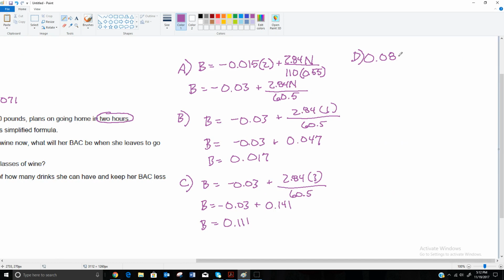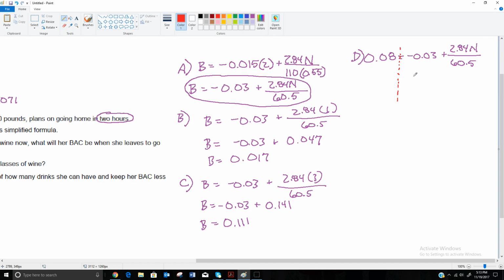So 0.08 equals, we're using this simplified formula right here, negative 0.03 plus 2.84 n over 60.5. So what steps do we need to take to solve for this n, to get this n alone? Well, I'm going to put the dotted line down the middle because I think that really helps some students to kind of keep track of things.